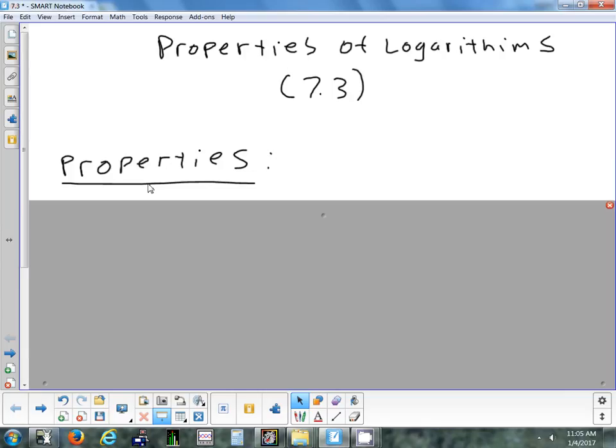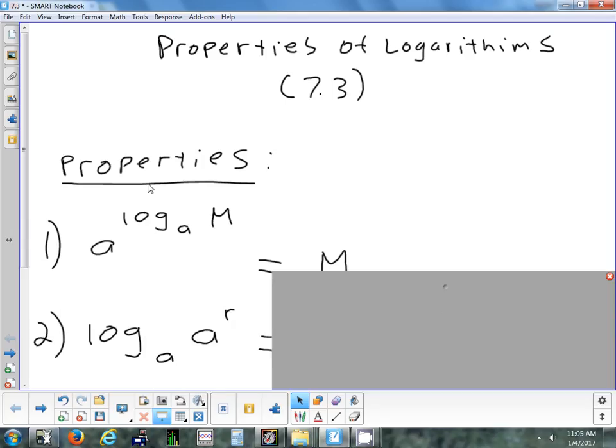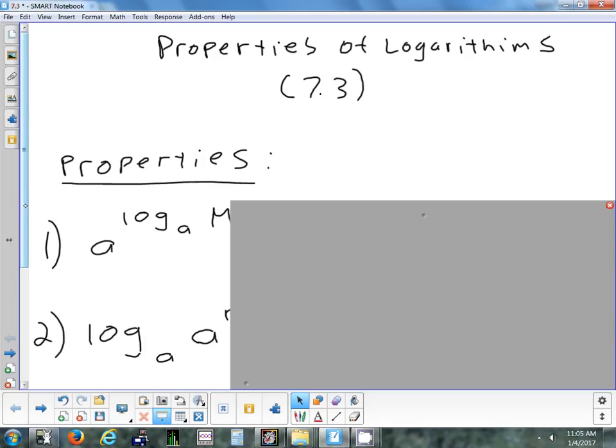All right. So first thing we're going to look at is just some special properties to simplify logs. There's no real arithmetic or calculations you need to do. It's just a special pattern when certain things cancel out. All right, so let's look at the first one.